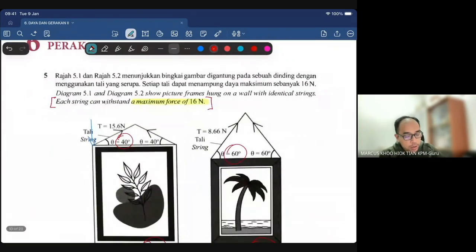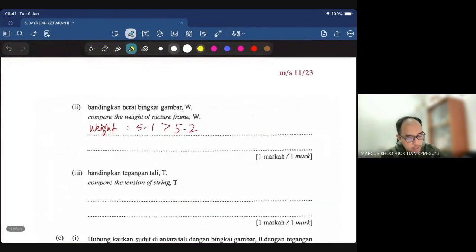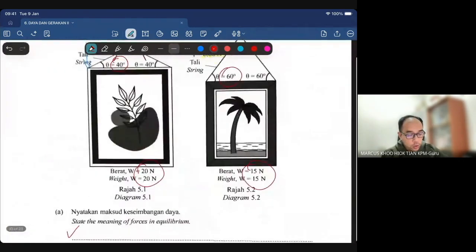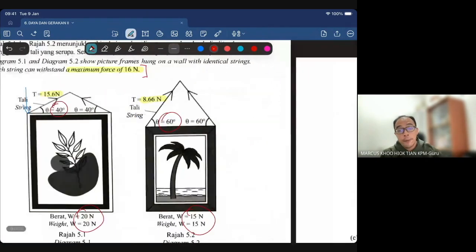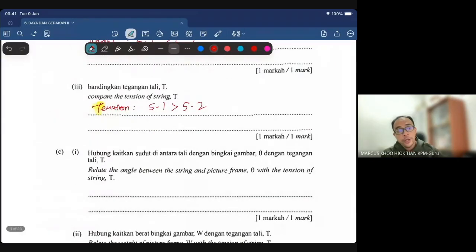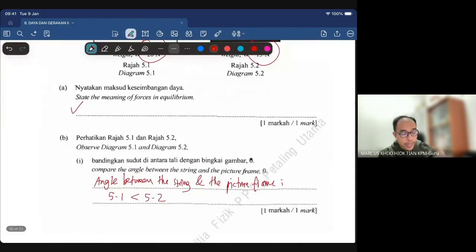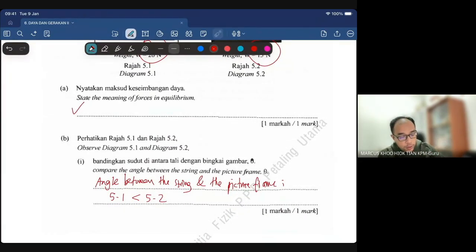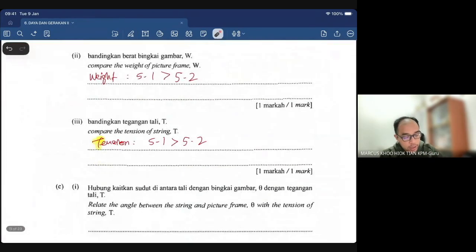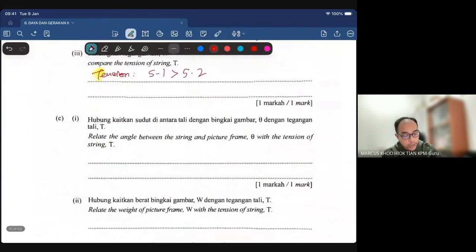The tension is also given. 5.1 is bigger than 5.2. It's an easy comparison, you shouldn't be getting this wrong. Relate the angle and the tension. The angle is less and the tension is more, so one less, one more means the bigger, the smaller. Again, I'm just going to use arrows.